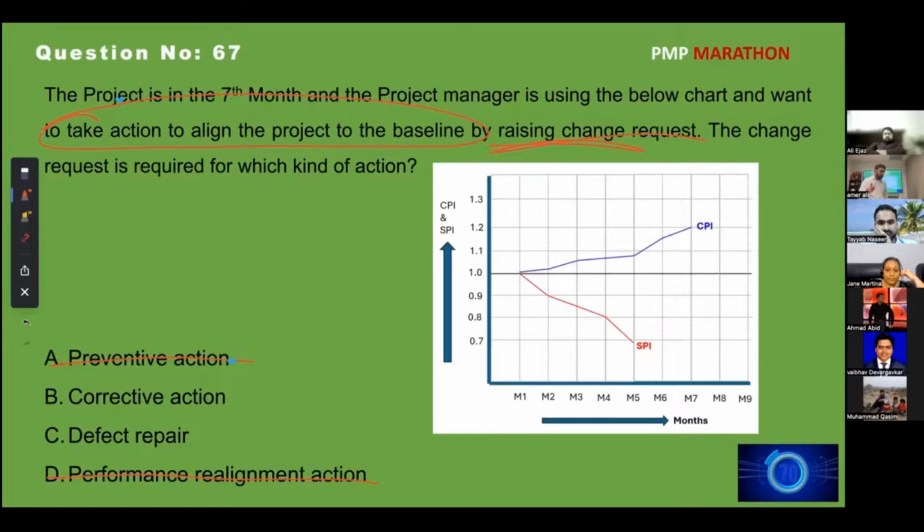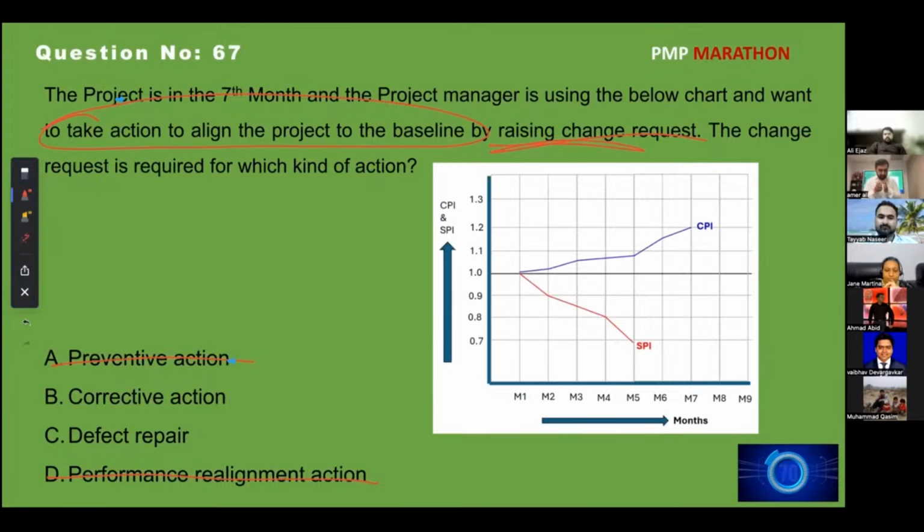Awesome, loved it. So first thing, preventive action does not need a change request, no need. Performance realignment, that's a useless term. Here, defect repair is that a client identifies something and we are out of the way. Here I gave you an example, Ahmad. I messaged you, if you listened to that audio.